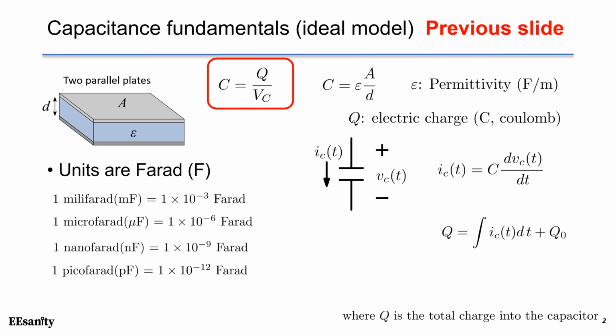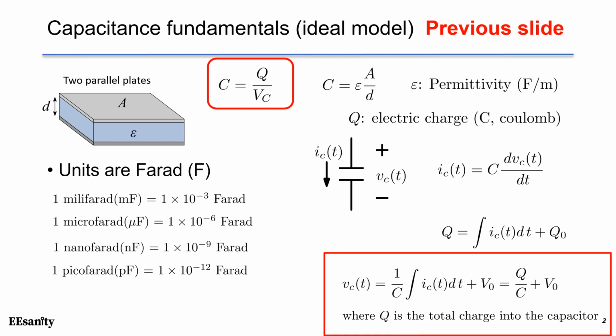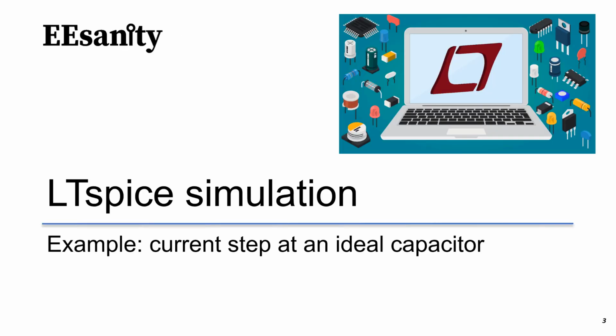The total charge is the integral of capacitor current over time plus the initial charge Q sub 0. The capacitor voltage equals 1 over C times the integral of capacitor current over time plus the initial voltage V0, which also equals Q over C plus V0, where Q is the total charge into the capacitor and V0 is the initial voltage. Please remember this equation, and we are going to use it in the LTspice simulation for analysis. So now let's run some LTspice simulation.